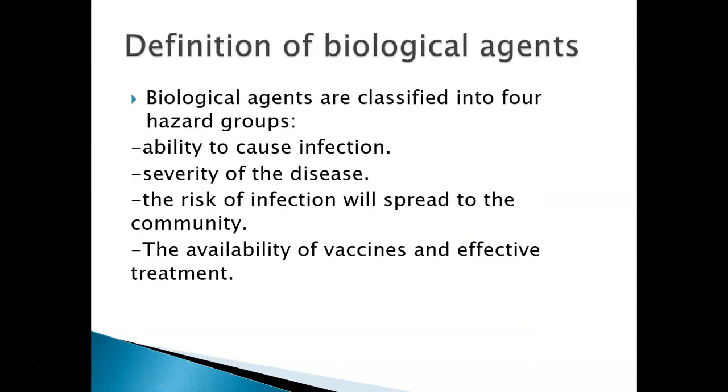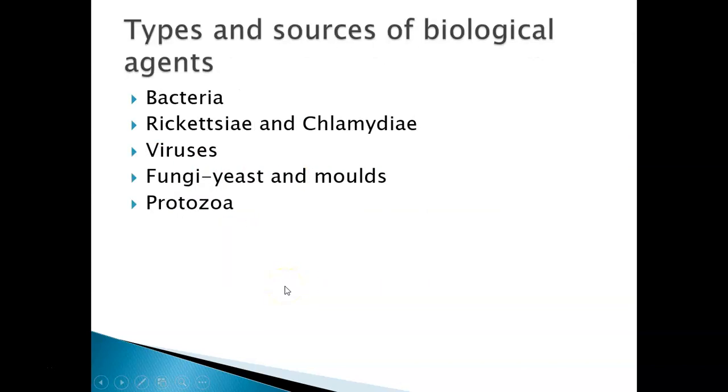Biological agents are classified into 4 groups based on the severity of the disease, the risk of infection spreading to the community, and the availability of vaccines and effective treatment. Rickettsia and chlamydia, viruses, fungi, yeast and molds, protozoa. So most of us know these already, I guess. What you have to know is that these are all different in terms of cell structure, which I wouldn't get into.